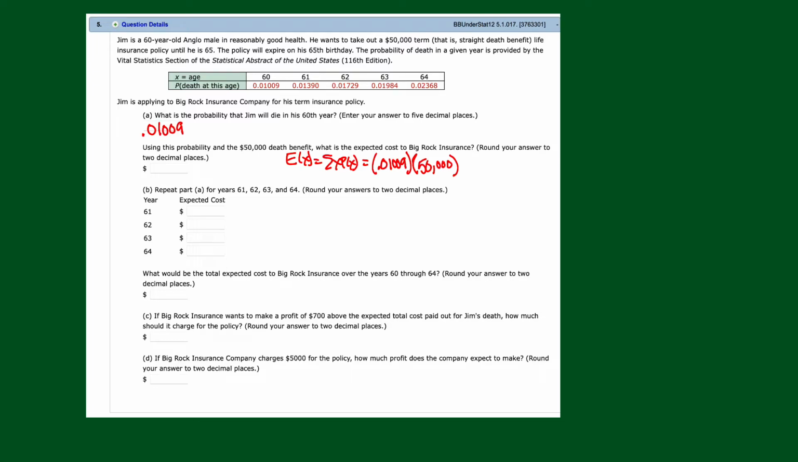I'm getting 504, round to 2 decimal places. I get 504.5. I'll add in the 0.